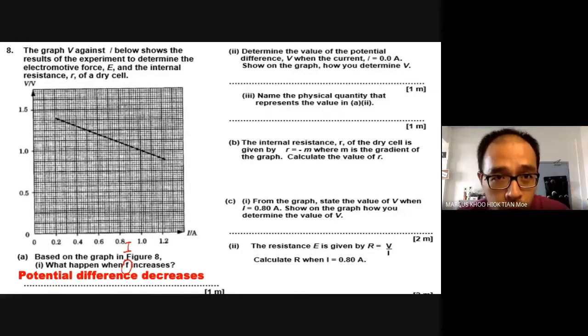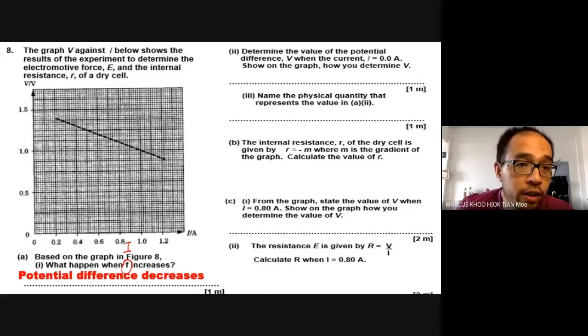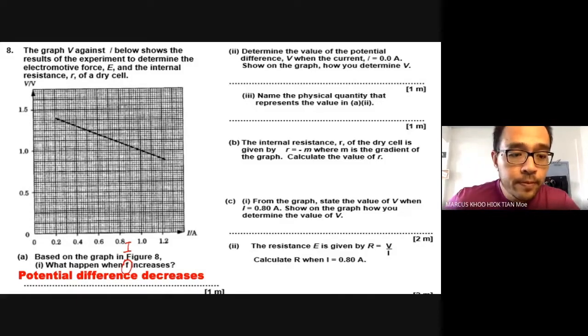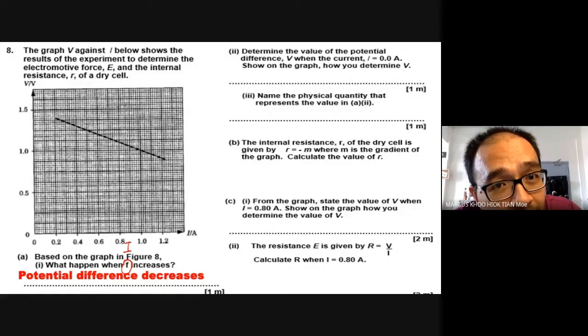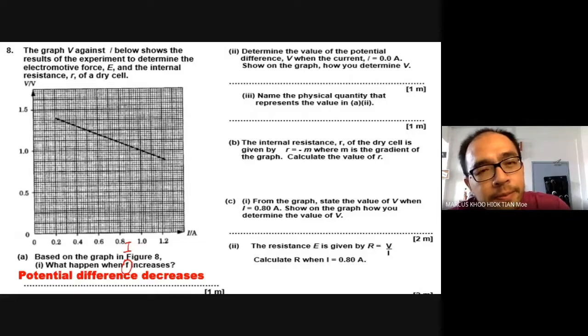All right, question 2: determine the value of the potential difference when the current is 0.0 amps. Show on the graph how you determine V. Next person. 1.5. Okay, how do you get 1.5? Extend the line. Okay, extend the line.